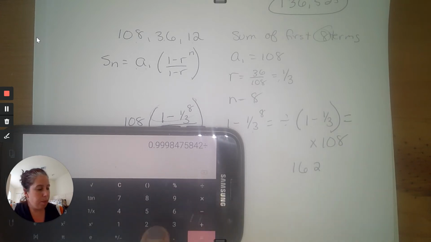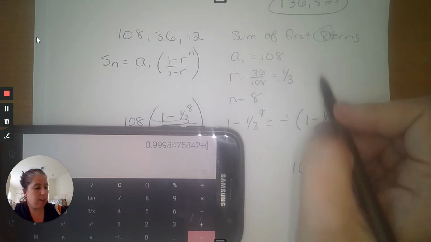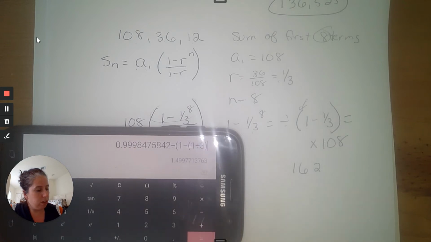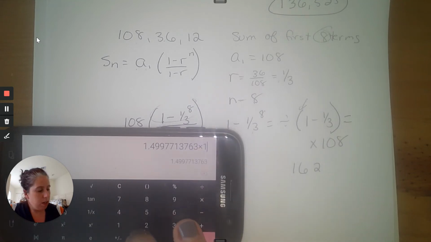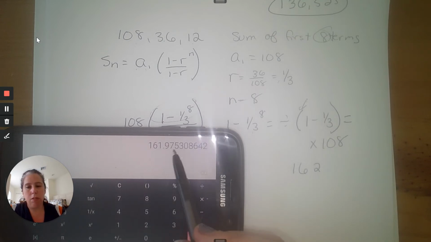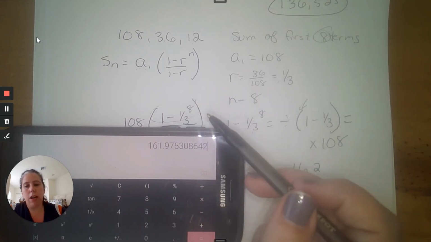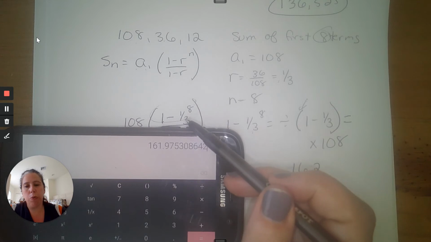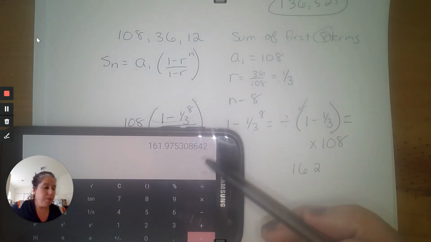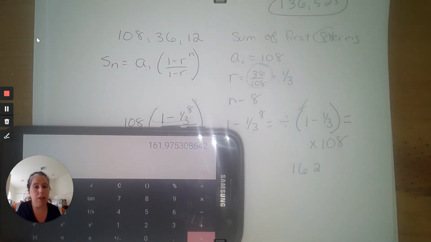Now divide it by parentheses, 1 minus, and again I need the parentheses for my fraction, equals, right, then times 108, and I get the same answer, okay? So if you're using your calculator or your cell phone, use parentheses for your fraction. Now you can actually cheat this out. You can use that number right there, by the way. It'll give you the same thing.